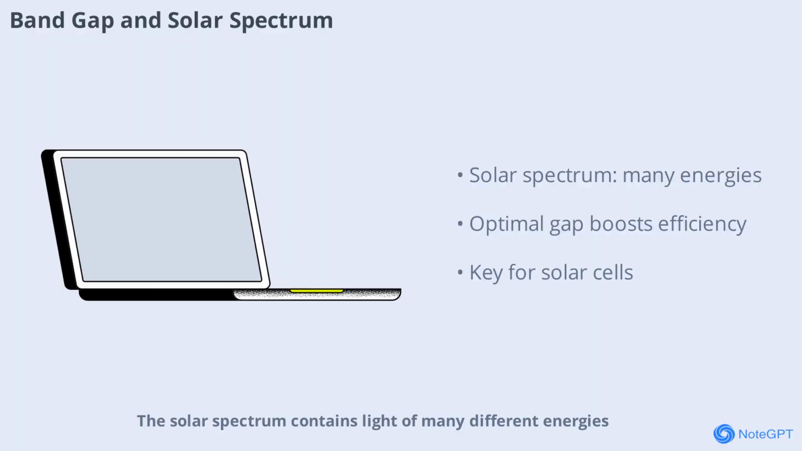The solar spectrum contains light of many different energies. To maximize solar cell efficiency, the band gap of the semiconductor should match the energy of the most abundant photons in sunlight. Too large a band gap and much of the sunlight passes through unused. Too small and the energy is wasted as heat. Finding the optimal band gap is a major focus in solar cell research.